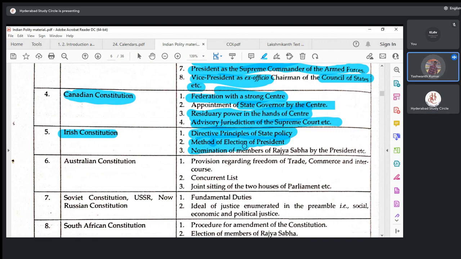Nomination of members of Rajya Sabha by the President. How many members are there in the Rajya Sabha?